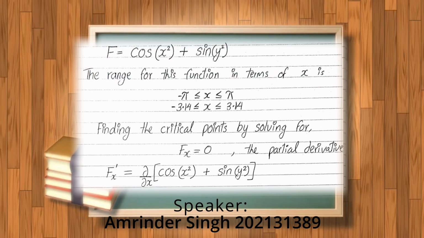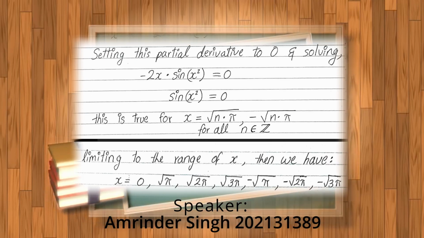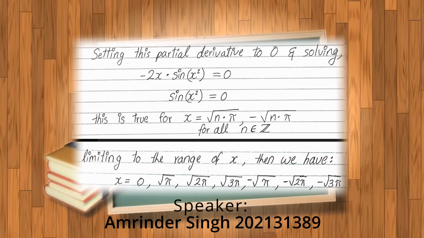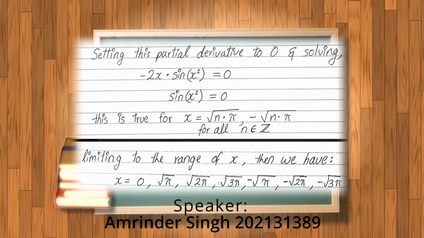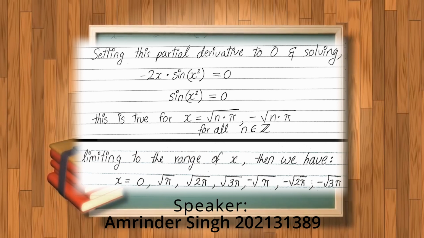Now given the range of x, which is negative pi to plus pi, we have the following values: x is equal to 0, root pi, root 2 pi, root 3 pi, and the negatives of them.